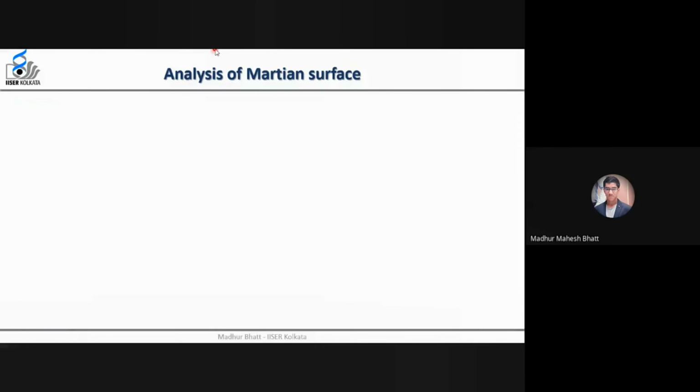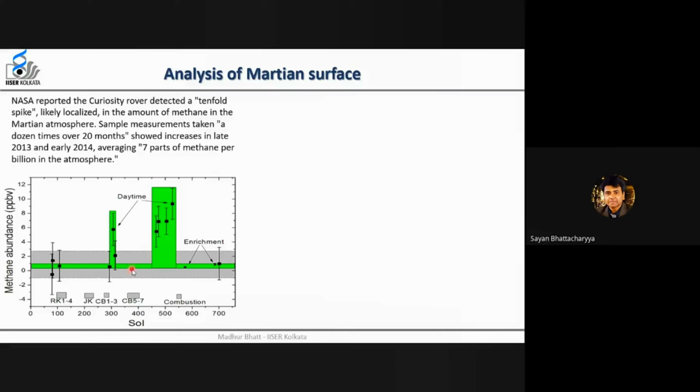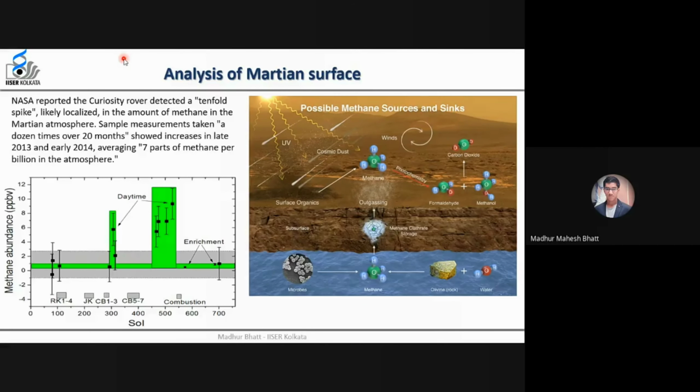So what was found out by SAM was that sometimes there is a sudden increase in methane concentration. Now, that sudden increase in methane concentration can be because of two factors. One is that the microbes present in the subsurface, methanogenic microbes that release methane, or it might be due to water rock interaction in the subsurface. Now, it is not quite sure from where the methane came from, but discovery of methane is quite important.